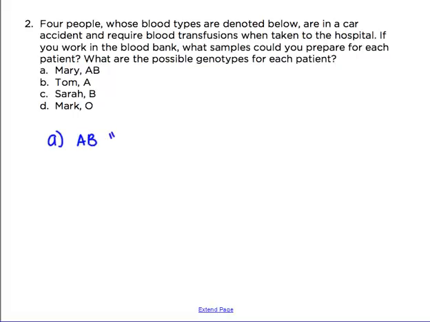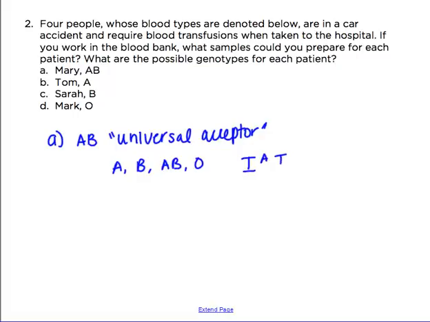And this is denoted as the universal acceptor. Now that's because she has both the A and B forms of the polysaccharide on her red blood cells, so she doesn't make antibodies against either A or B. So if you were working at a blood bank, you could prepare an A sample for her, a B sample, an AB sample, or a sample from an individual with O blood type. So she can get any blood transfused. Now for her genotype, because she's both A and B, that means she must be big I A and big I B.